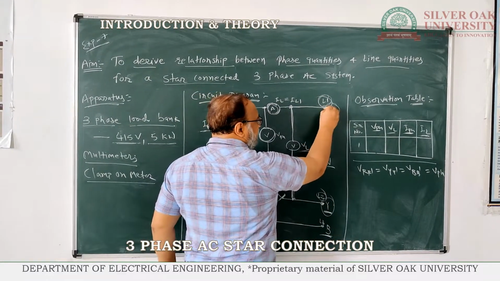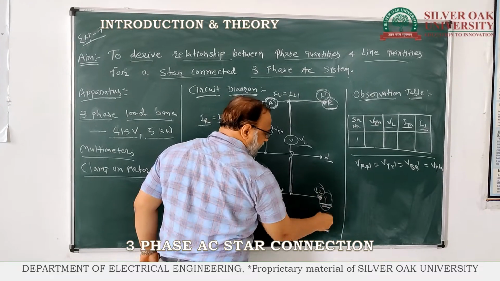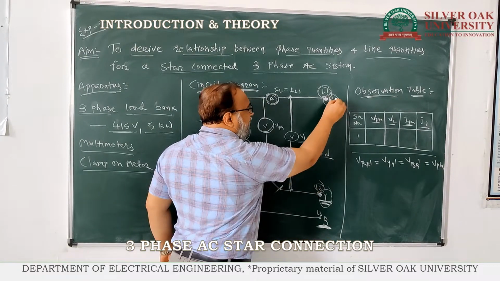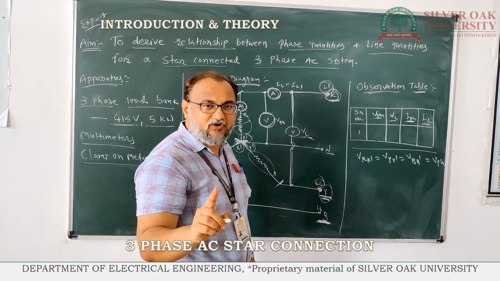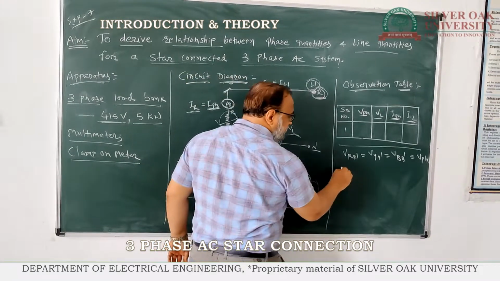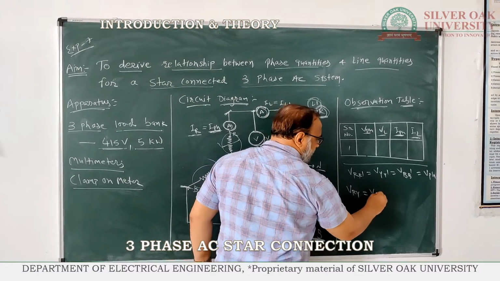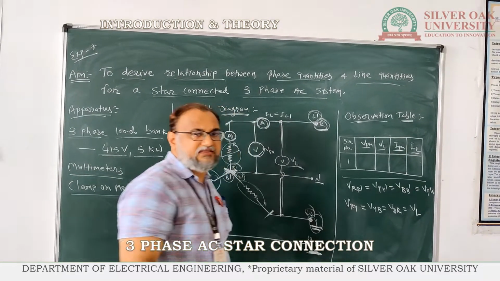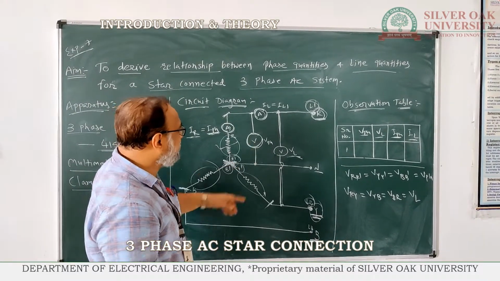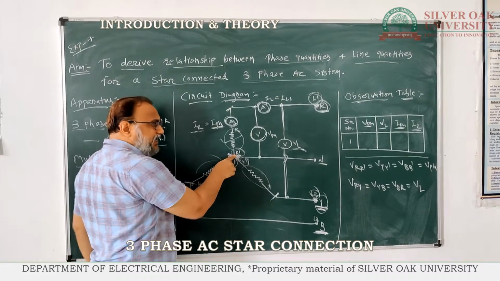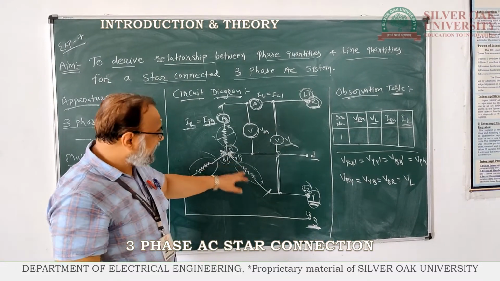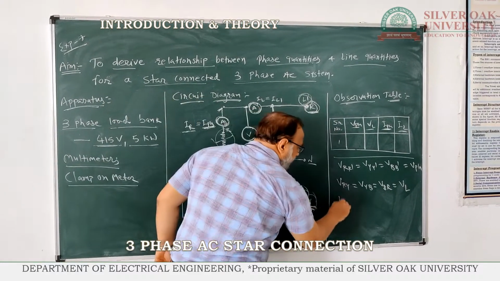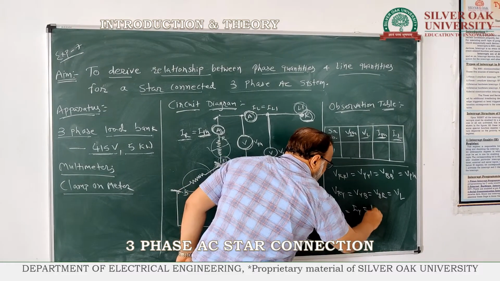Similarly, if I measure the voltage between Y and B, it will also give me the line voltage. And if I measure the voltage between B and R, it will also give me the line voltage. And all three line voltages are equal. So basically we can write VRY, similarly VYB, similarly VBR, and they are all equal, and that is the line voltage. Okay. The next thing is that as I have connected an ammeter in the R phase, I could have connected another ammeter in the Y phase and another ammeter in the B phase, and those ammeters will give me the currents IR, IY and IB.